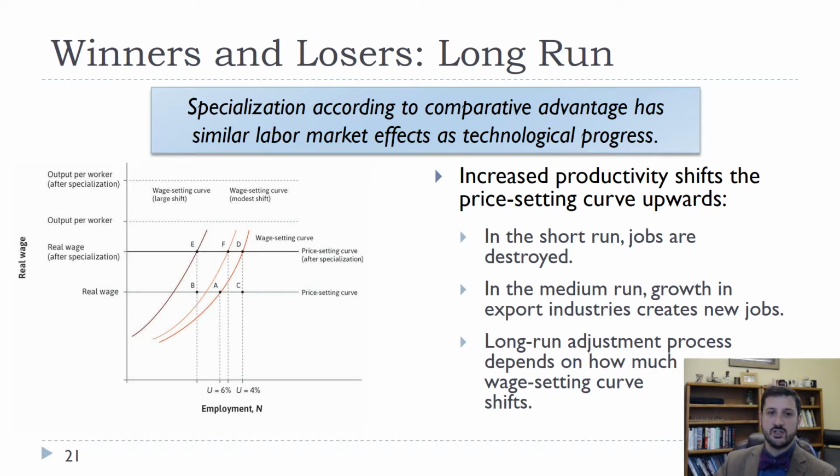But if we do see the wage setting curve shift up, maybe because we're trying to protect workers who would lose their jobs, or because we're giving them higher unemployment benefits or whatever, then we could see even a higher unemployment rate, say at point E, or just less of a decrease in the unemployment rate, say at point F. But in the short run, jobs are destroyed, right? And so we've seen that, and that has been a clear picture of globalization.